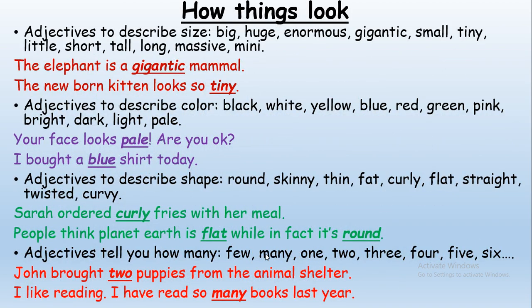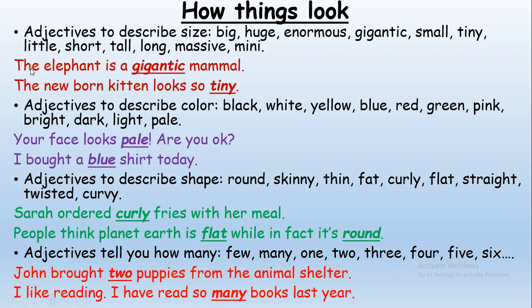So how things look. If you want to describe an animal, a person, or a thing, you start with the size. How can we describe the size of something or someone? You can indicate that the size is either small or big. We have plenty of words to talk about the big size. For example, we have words like big, huge, enormous, gigantic, massive. And if you want to talk about things that are small in size, you use words like small, tiny, little, and short or mini. So these words tell you about the size of something.